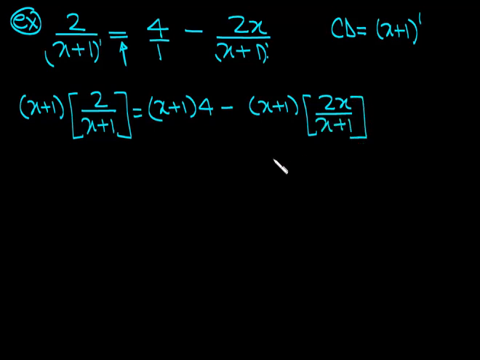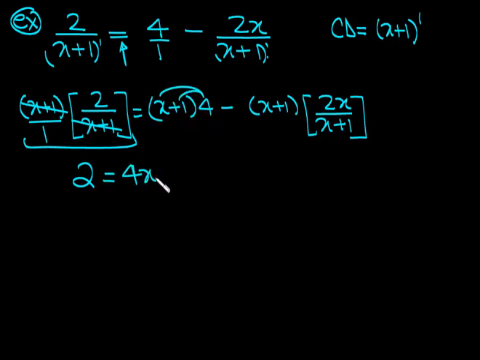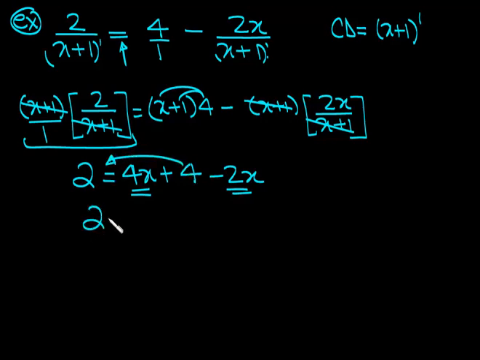Okay, so what happens on the left hand side in this term, because this is technically over 1, I can cancel things from the top and the bottom, so this cancels, so I just get a 2. Out here I can distribute because there's no fractions here, so we get 4x plus 4. Out here the (x plus 1)'s cancel, so you get minus 2x. I want to solve for x. I want x's on one side. Since they're already on one side, I'll just move the 4 over. So you get 2 minus 4 is equal to 4x minus 2x. So I get negative 2 is equal to 2x.